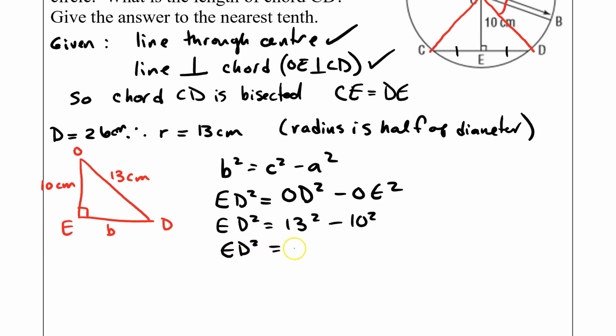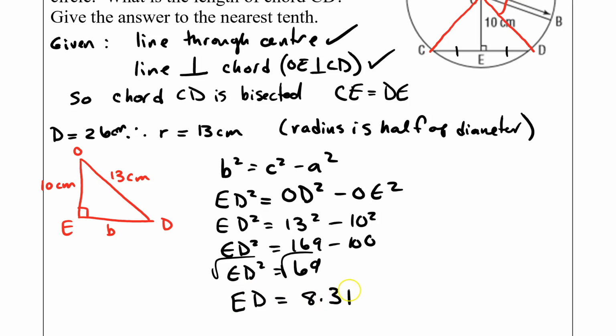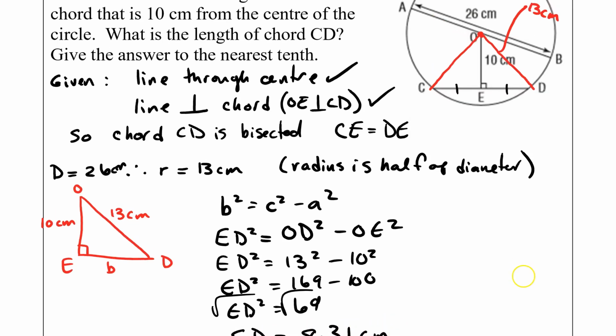ED squared is 169 minus 100. ED squared is 69. And then I'm going to take the square root of both sides. And so that means that ED is 8.31 centimeters. Okay, cool. So we know that E to D is 8.31 centimeters.